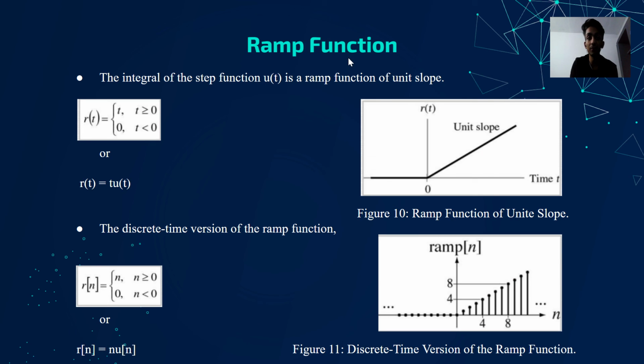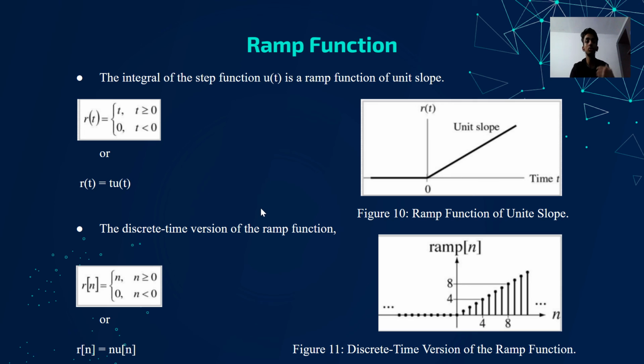Let's talk about the ramp function now. The integral of the step function u of t is a ramp function of unit slope. So r of t is equal to t when t is greater than or equal to 0, and for t less than 0, it is equal to 0. Or you can say, since it's the integral of the step function u of t, that r of t basically comes out to be t times u of t.